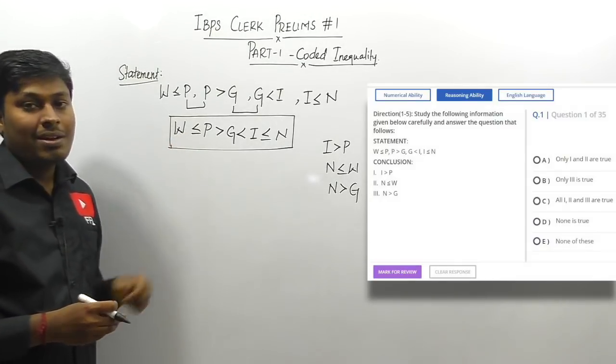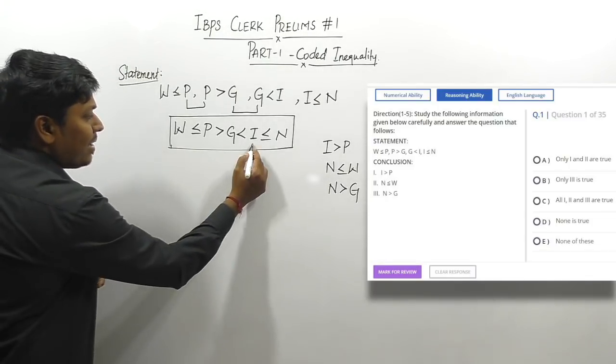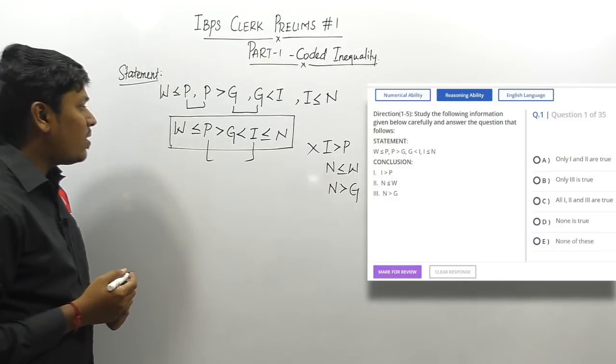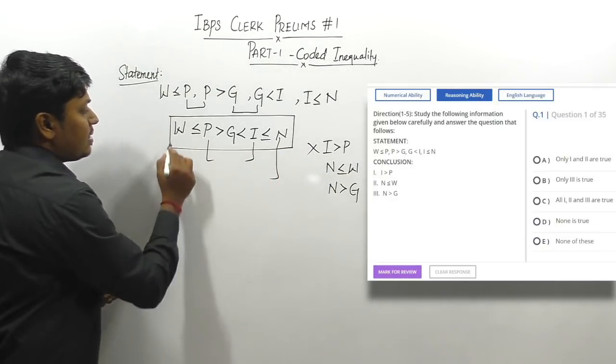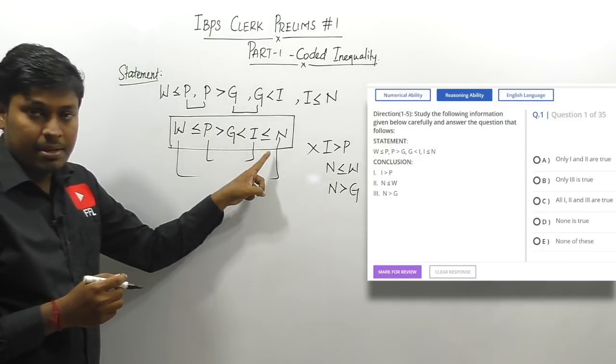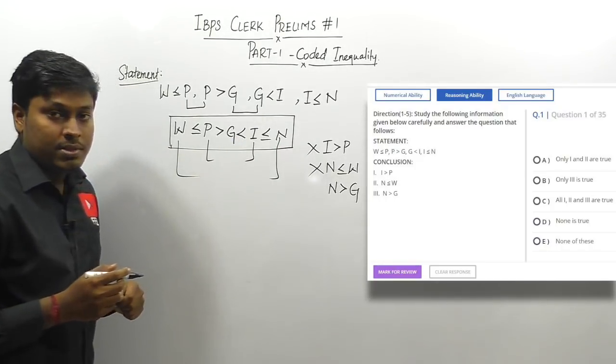Now comparing all the conclusions is so easy. First conclusion is I greater than P. While comparing I and P, we have dissimilar symbols, so false. Second is N less than or equal to W. Just see, N is here and W is here. While comparing N and W, we have 4 symbols, but here 1 is greater than, 1 is less than. Again, conclusion number 2 is false.